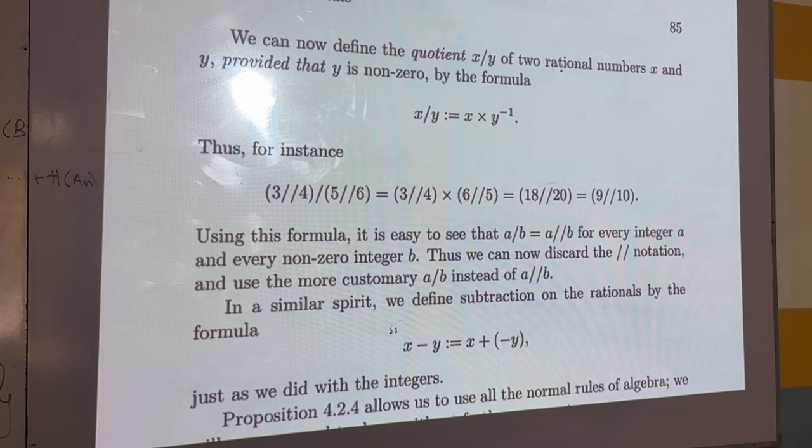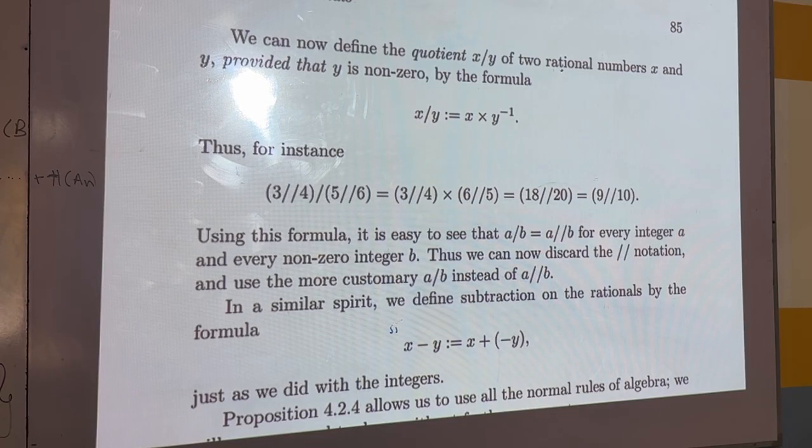Using this formula, it is easy to see that a over b is equal to a by b for every integer a and for every non-zero integer b. Because his definition of x divided by y is x times y inverse. Using that you get this. Whether you have a slash b or a double line b, you get the same thing. Thus we can now discard the double line notation and use the more customary a over b instead of a double line b.